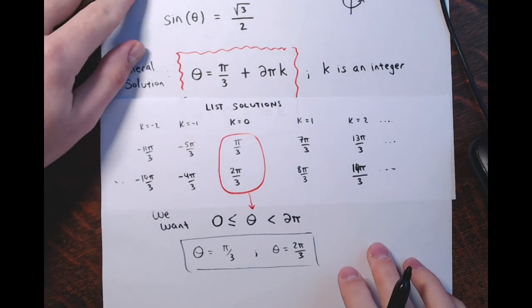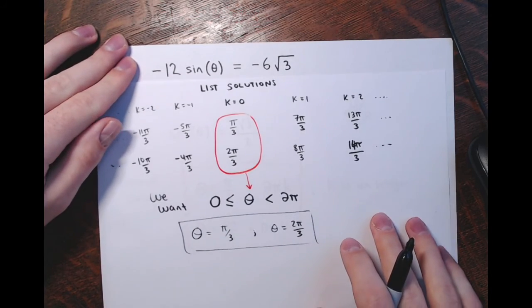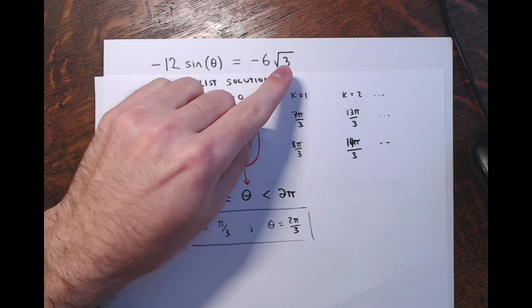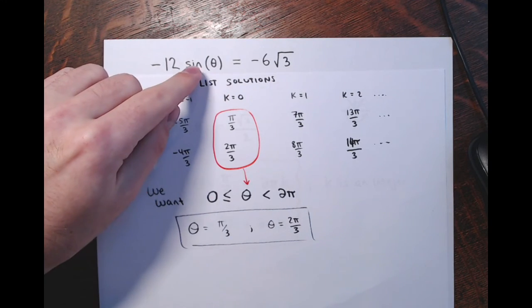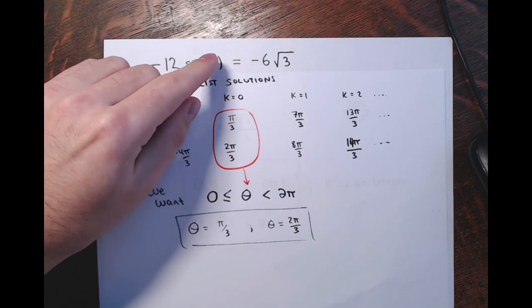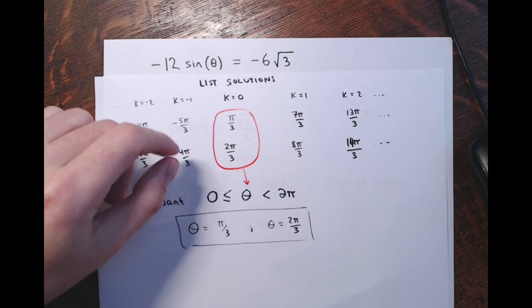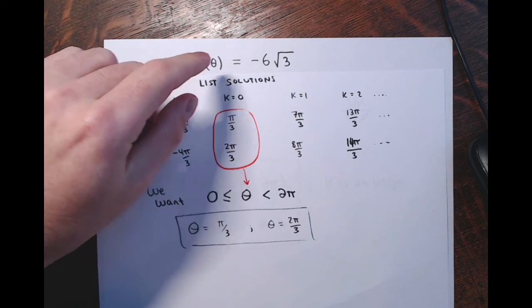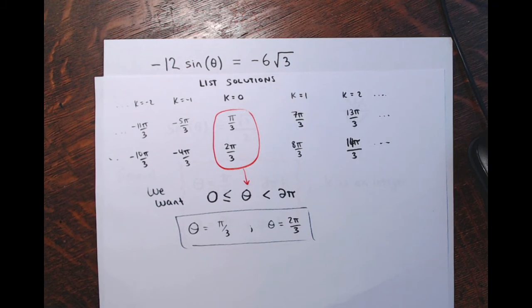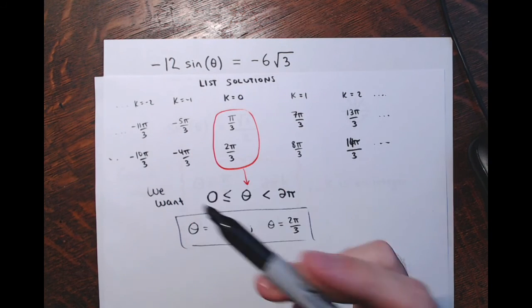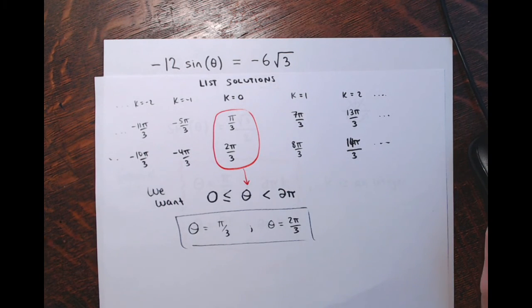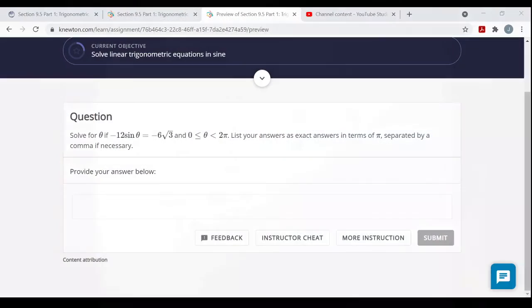And again, you can always go back to the original equation. This was the original equation. Plug in pi over 3. The sine of pi over 3 is the square root of 3 over 2. Then times -12 would be -6 pi over 3. So that works. And the same thing for 2 pi over 3. It would also work back in the initial equation.